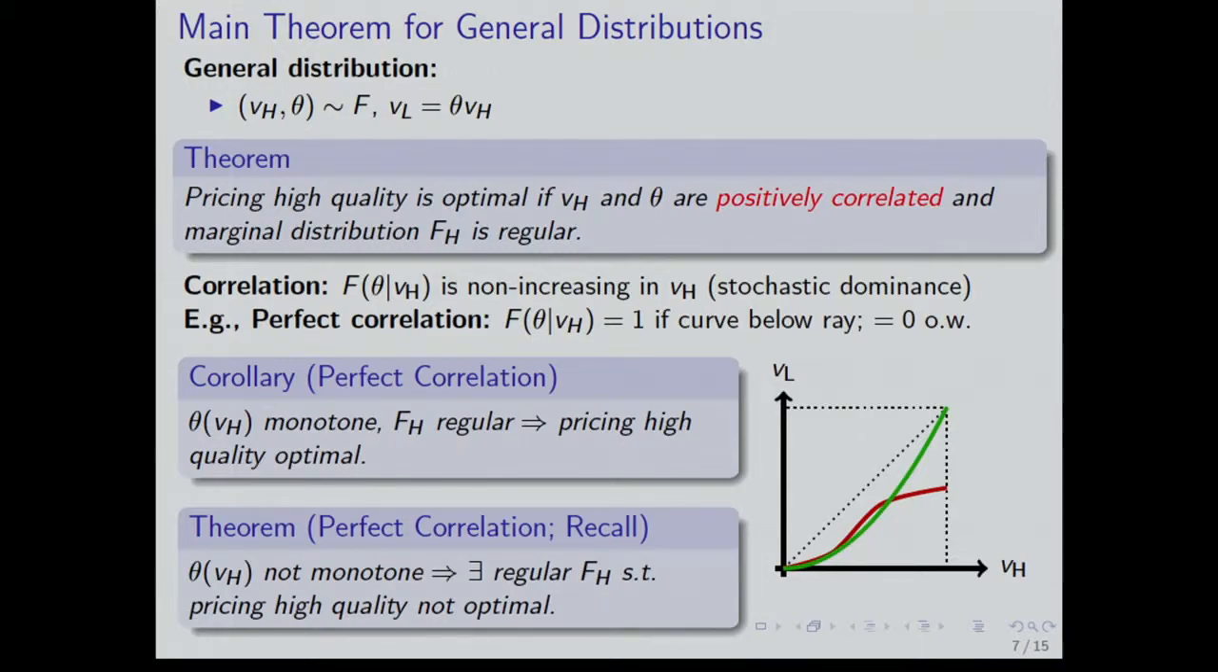If you want another story to help you remember this main theorem, think about the high quality product as being the hardcover of a book that we are selling, and the low quality product being the paperback version of it. And then this theorem says that pricing only the hardcover book is the optimal mechanism if serious readers tend to not judge a book by its cover.